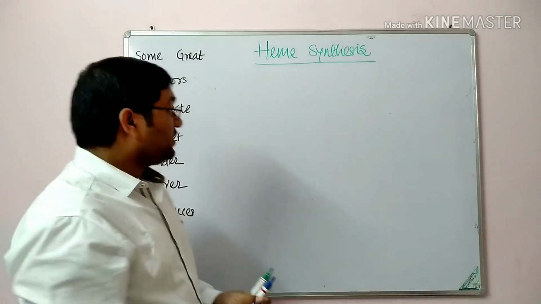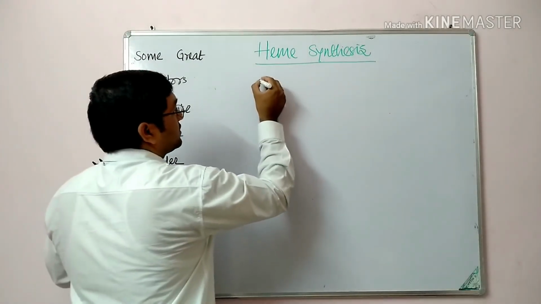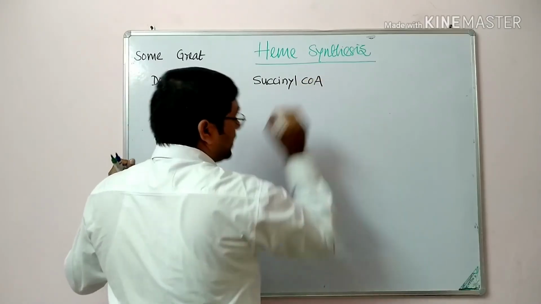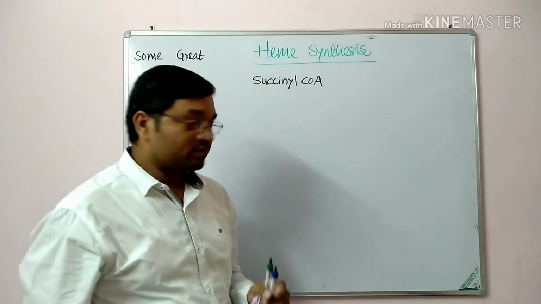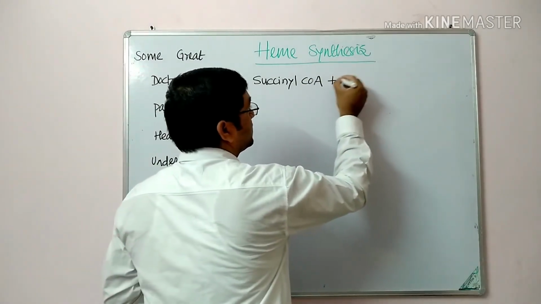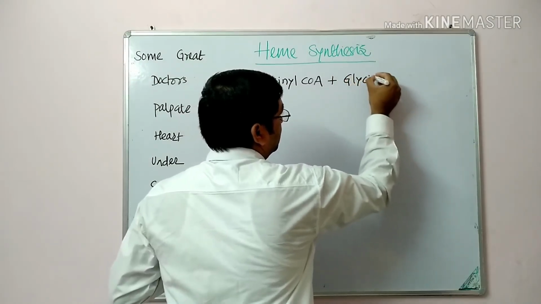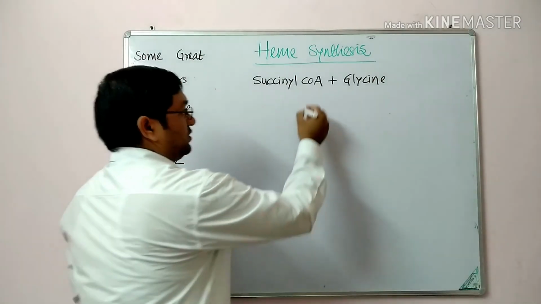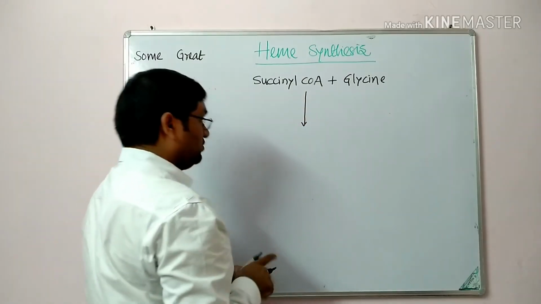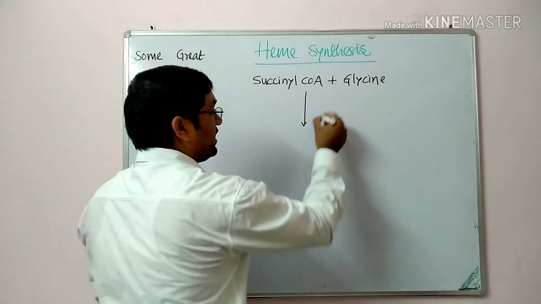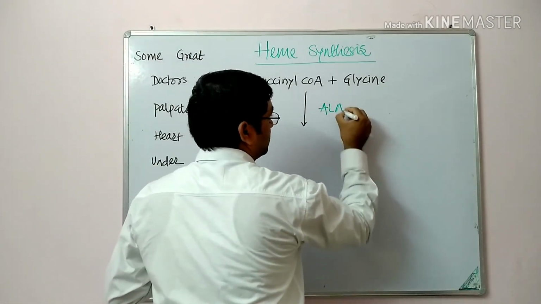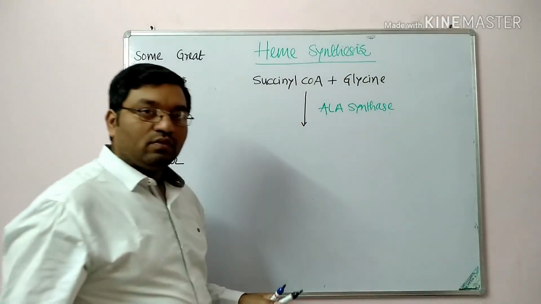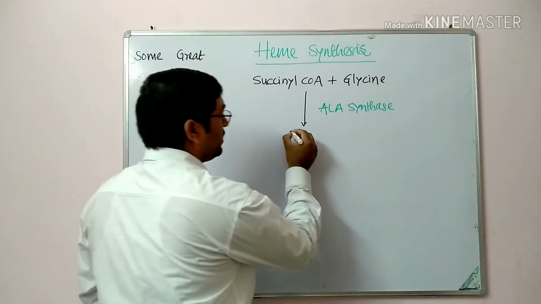Now this is the mnemonic, that is SUM GRADE. The "sum" is succinyl coenzyme A, an intermediate in the TCA cycle, which condenses with glycine. Glycine is an amino acid. In the presence of an enzyme, the enzyme in this step is ALA synthase. It gives delta aminolevulinic acid.